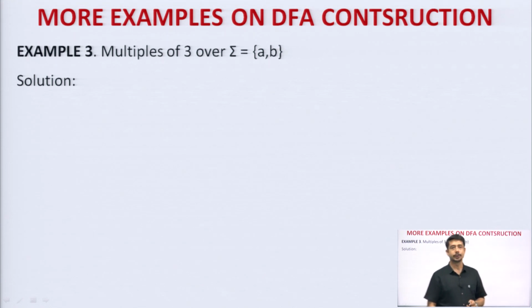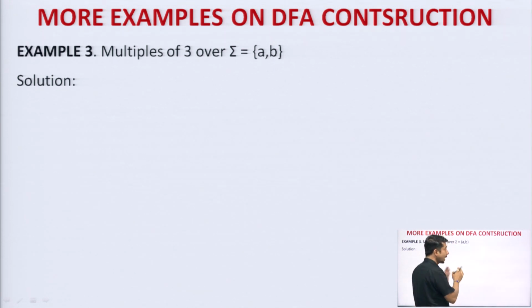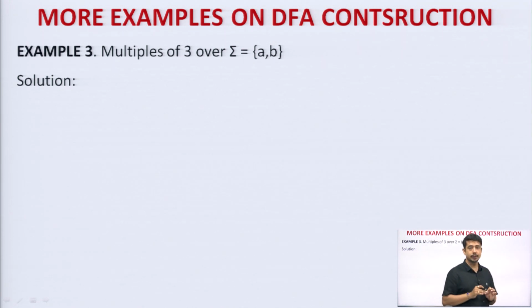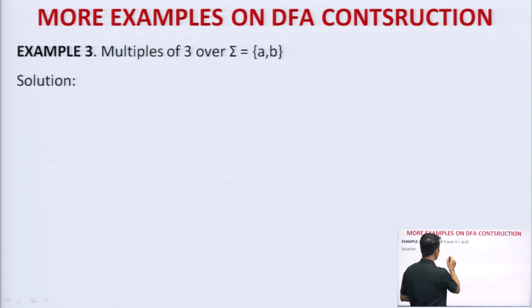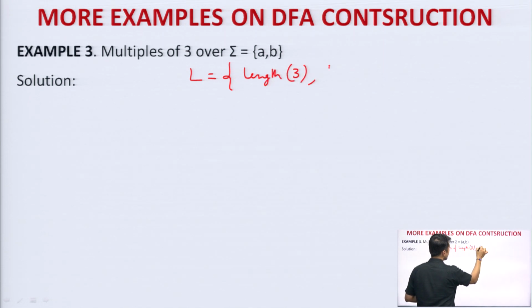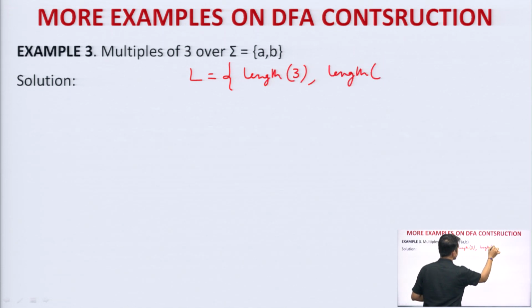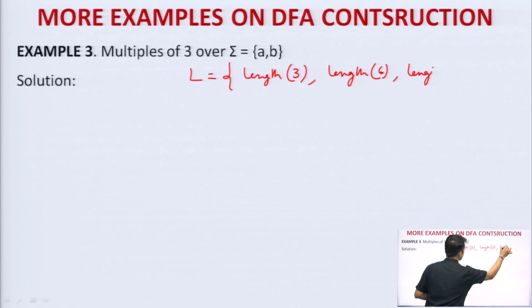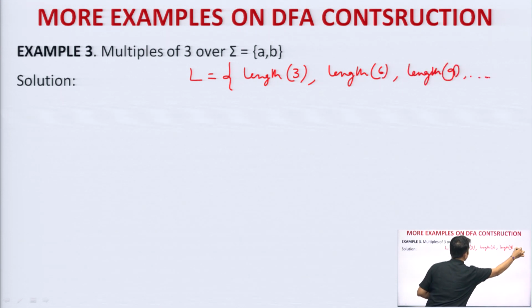Let us go with the third question. The third question is also very similar. We have done this question in the previous video, so you can refer to that video. The diagram was similar. It was like this. Multiples of 3 means what? The language will comprise strings of length 3, then length 6, then length 9, and it will keep on going.